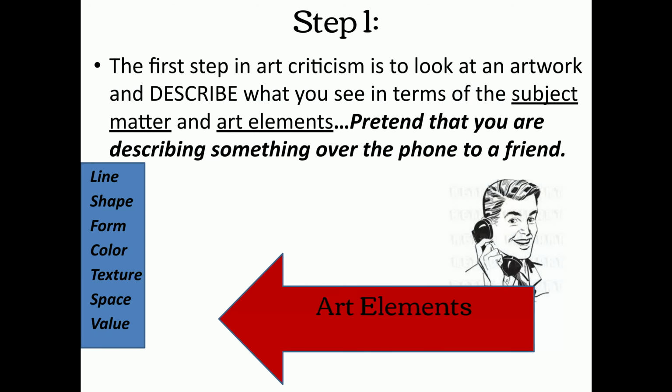Step 1 in art criticism is just look at an artwork and describe what you see in terms of the subject matter and art elements. Sometimes I suggest to students, you need to pretend that you're describing something over the phone to a friend, and assume that friend has no idea what you're talking about. The more you talk in detail about things such as your subject matter or your art elements, such as line, shape, form, color, texture, space, and value, the more somebody is going to get a visual representation of that in their mind.